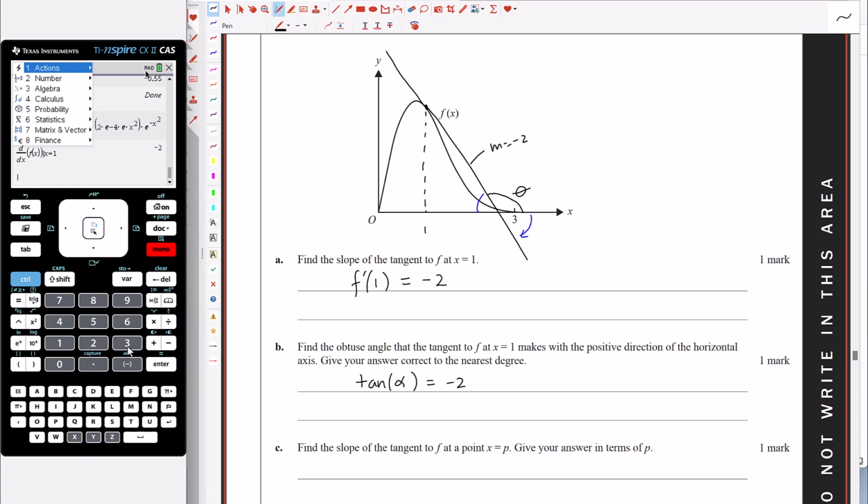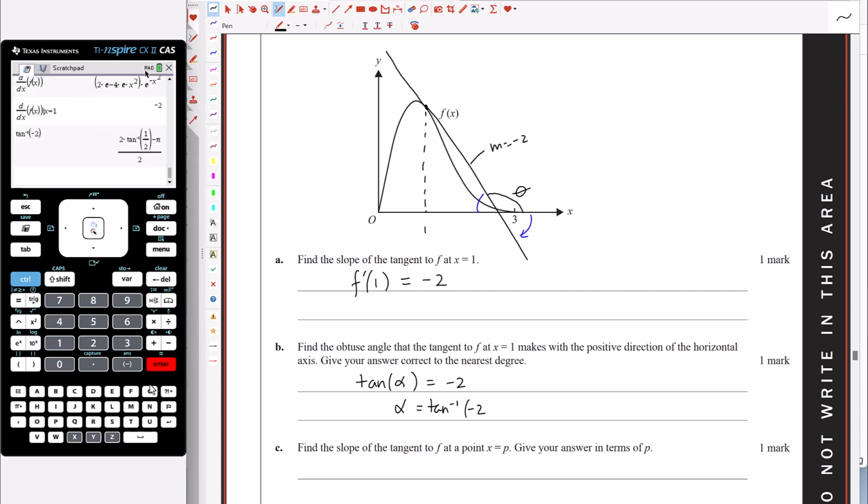So that means that this angle is inverse tan of negative 2. Sorry, so if I do inverse tan of negative 2, control enter, all in degrees, to the nearest degree, we change the mode of our CAS into degrees. Let's do that again.